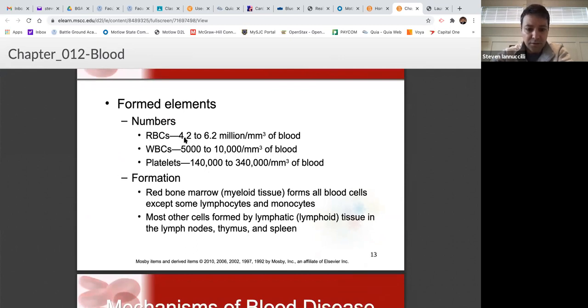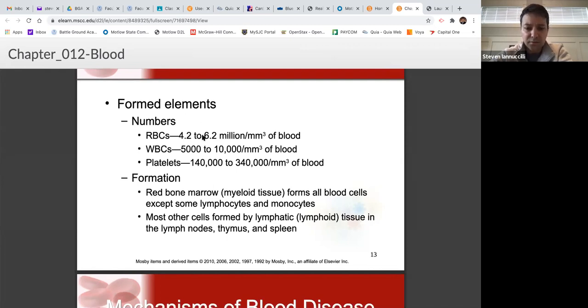Okay. Just to give you an idea of how many of these formed elements are found in your blood. We have around 4.2 to 6.2 million red blood cells per micrometer of blood. We have 5,000 to 10,000 white blood cells, and platelets, we have 140,000 to 340,000. In our blood. This is in a normal average blood sample of a healthy human being. If the person is not healthy, if that person has some type of genetic disease or blood disease, these numbers can vary, okay?